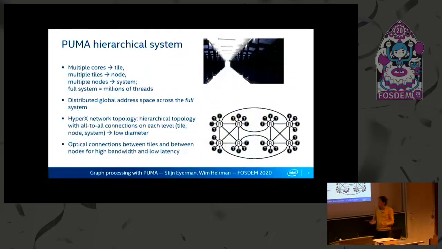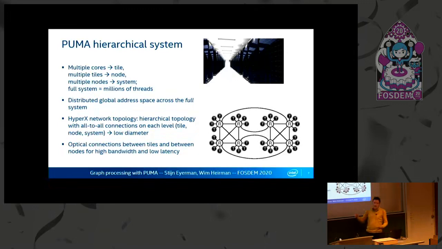Okay, the full PUMA system, as we envision it, is hierarchically built. So you have multiple of these cores that form a tile, multiples of these tiles form a node, multiples of these nodes form a system, and that means that since you have already that many threads on a core, you have that many cores on a tile, and so on, the full system can easily consist of millions of hardware contexts for threads. Again, the global address space and the memory is shared across the full system, so you can access any data from any point in the system.